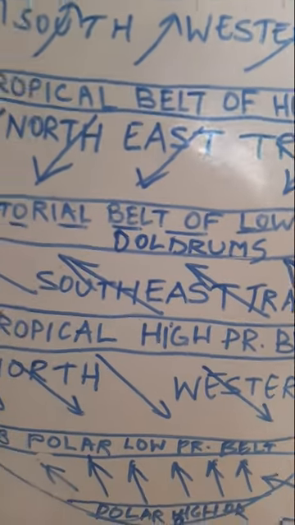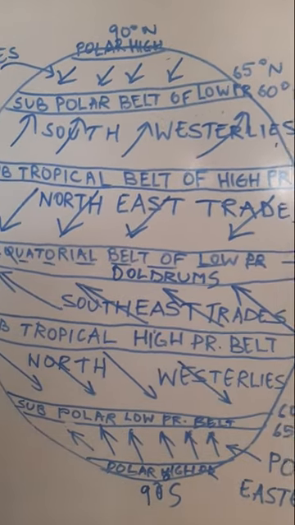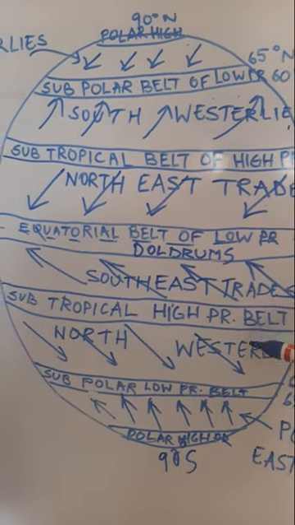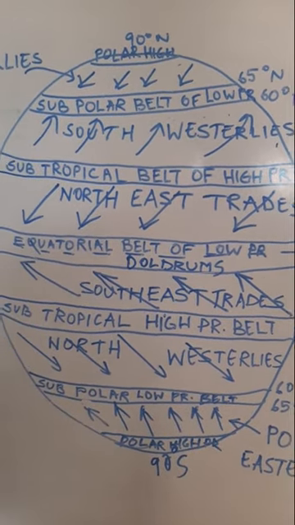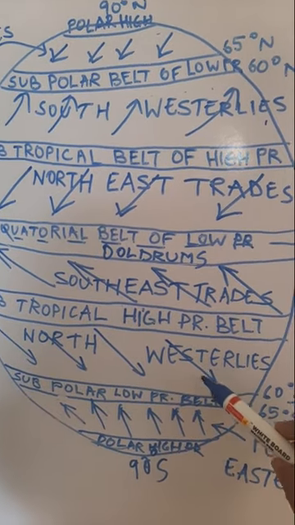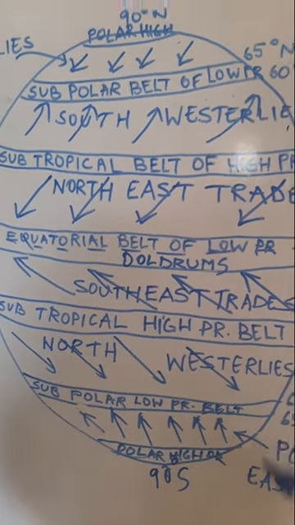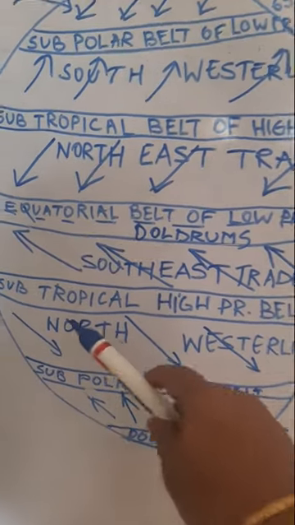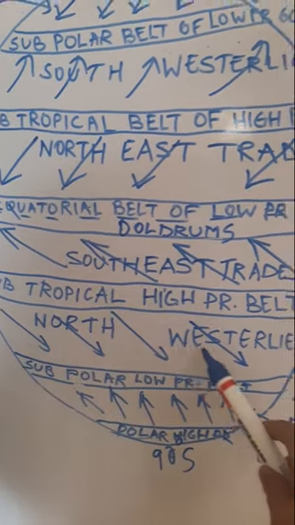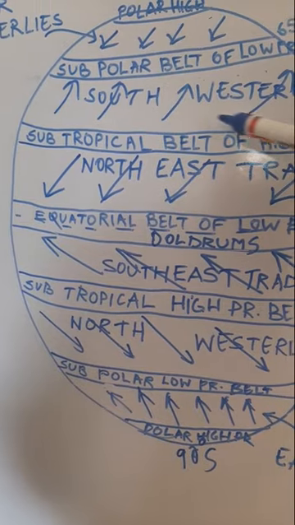Similarly, children, in the southern hemisphere, I have already done the southeast trades. Just south of the subtropical high pressure belt, I have drawn arrows at a little bit of an angle. These arrows are moving towards the subpolar low pressure belt. They are coming from the north. They are blowing from the north. And it is named northwesterlies. In the northern hemisphere, you had southwesterlies.